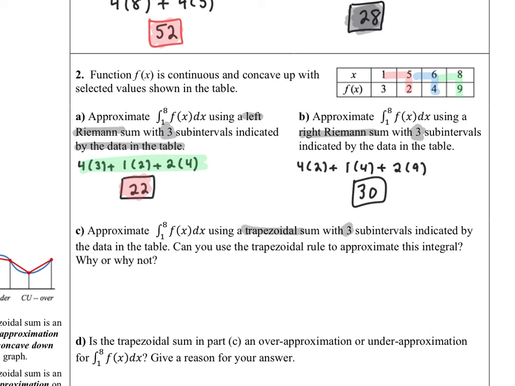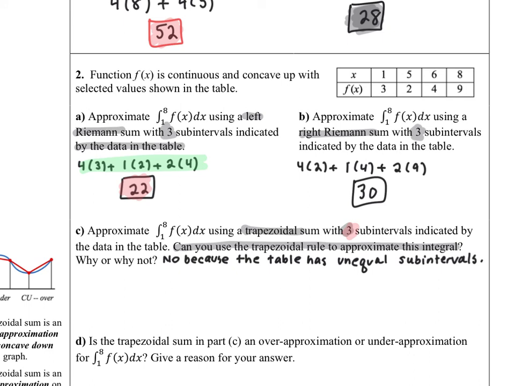I have this question that says, can you use the trapezoidal rule? And the answer to that is because my intervals are not equal, I have 4 units, 1 unit, 2 units, that makes this trapezoidal rule off limits. We can still find this trapezoidal sum, we just have to find the area of each individual trapezoid. 3 subintervals means I'm going to have to use that area of a trapezoid formula 3 times.